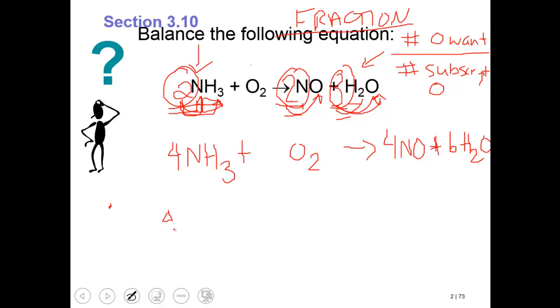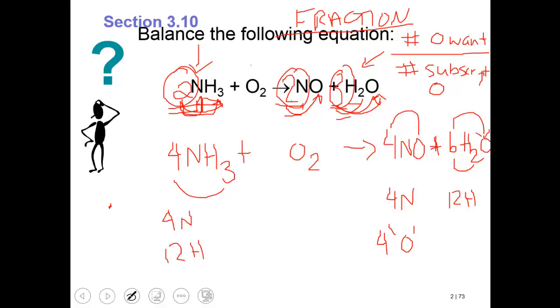So now we have 4 nitrogens on this side. We have 4 nitrogens on this side. We have 4 times 3, or 12 hydrogens on this side. We have 6 times 2, or 12 hydrogens on this side. Now let's see how many oxygens there are on the right. 4 times 1, so 4 oxygens here in the NO, and 6 times 1 for the oxygens in the water, so 6 O's there, for a total of 10 oxygens on the right side.